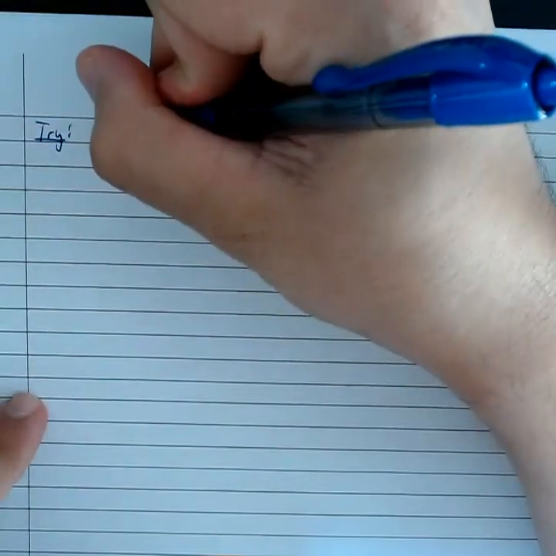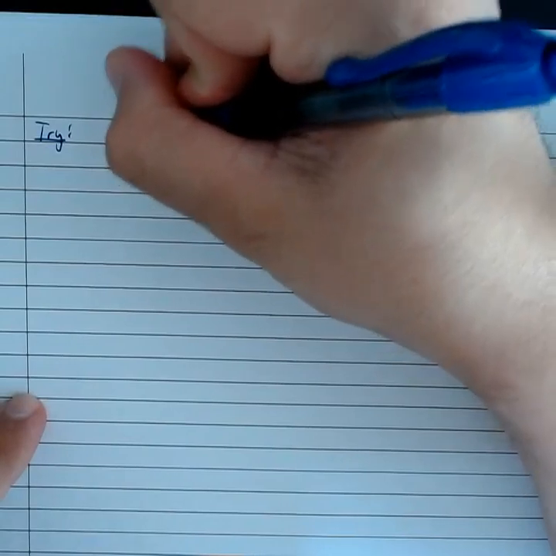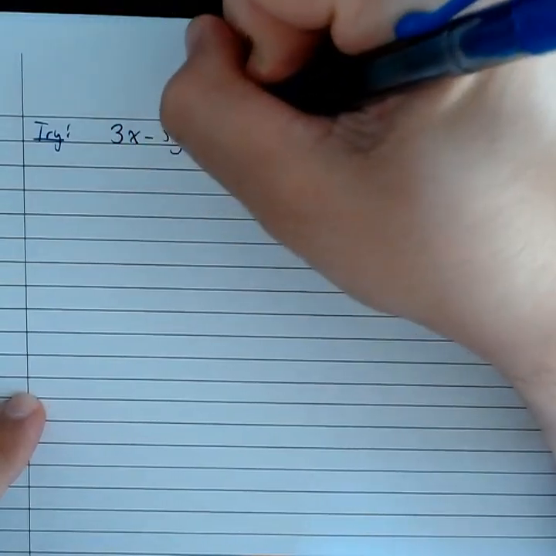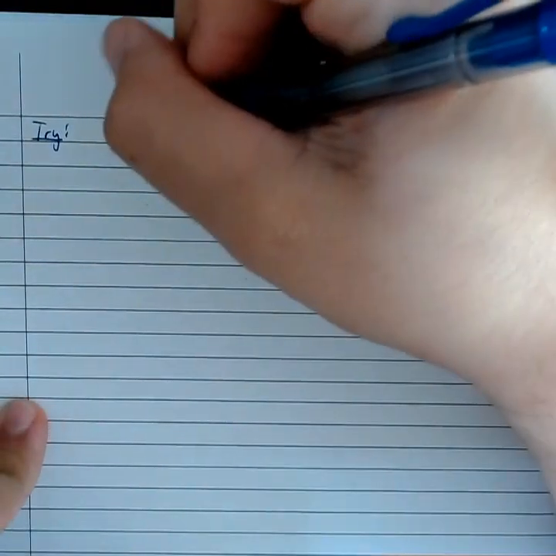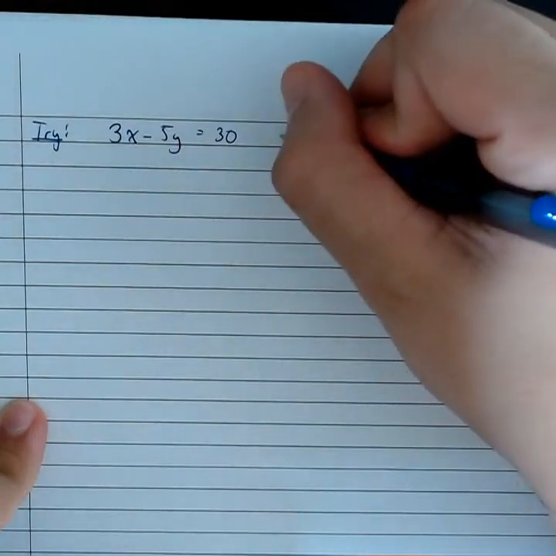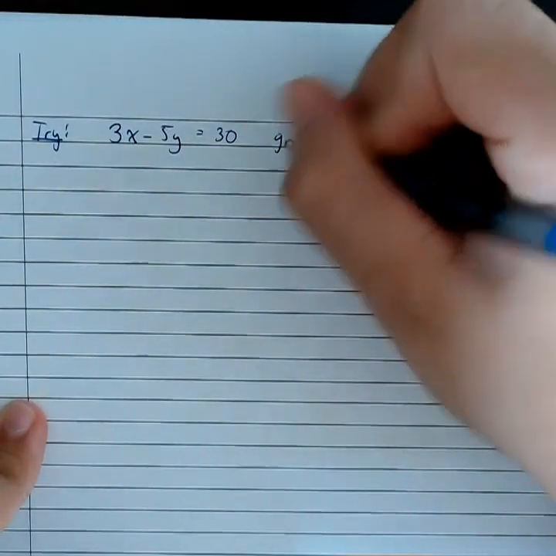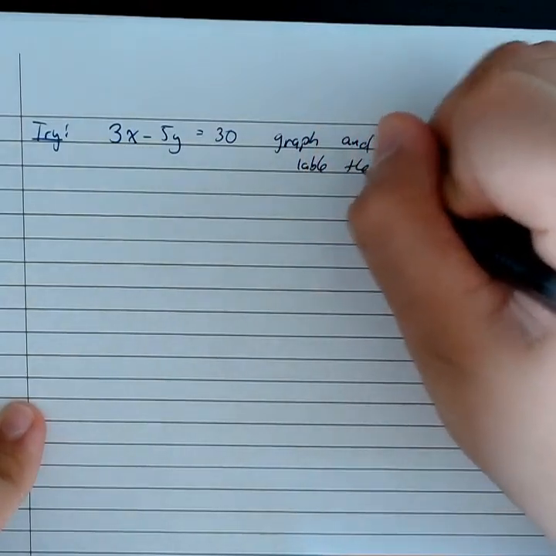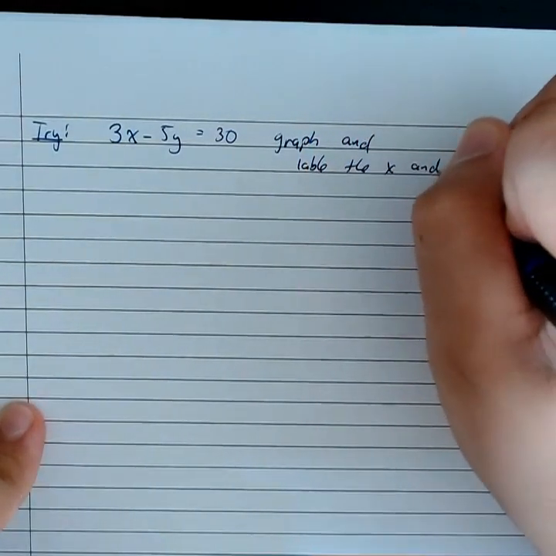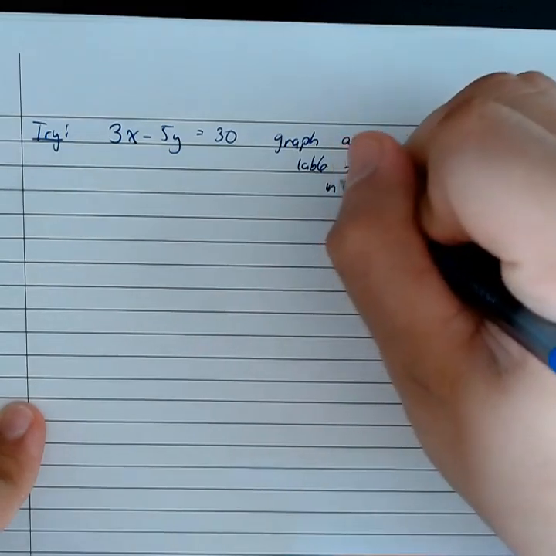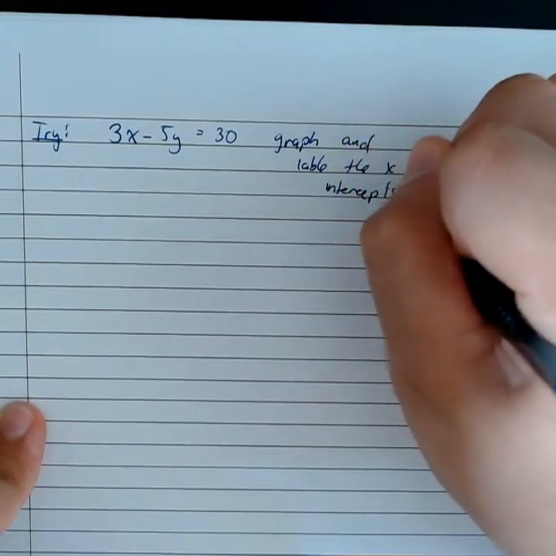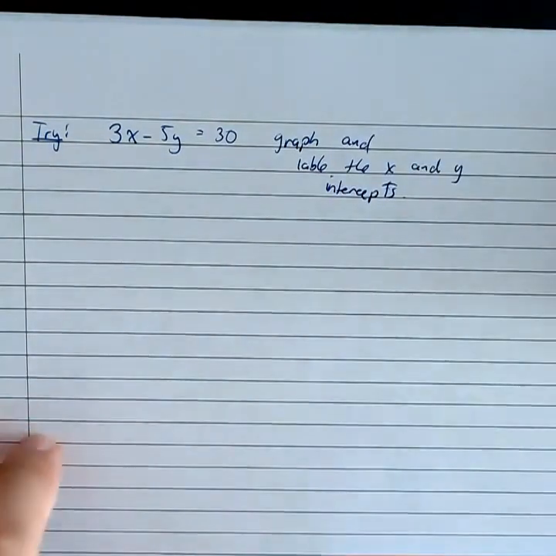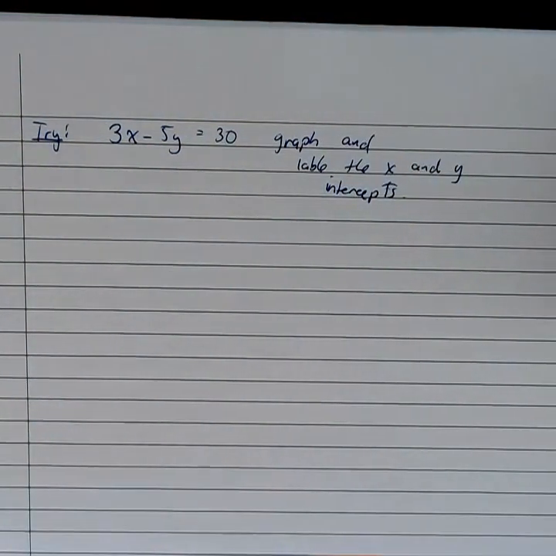All right, let's have you try 3x minus 5y equals 30. Go ahead and graph this thing and label the x and y intercepts. Go ahead and pause the video, give that a try, and once you're done, go ahead and unpause the video and we'll go through it together.